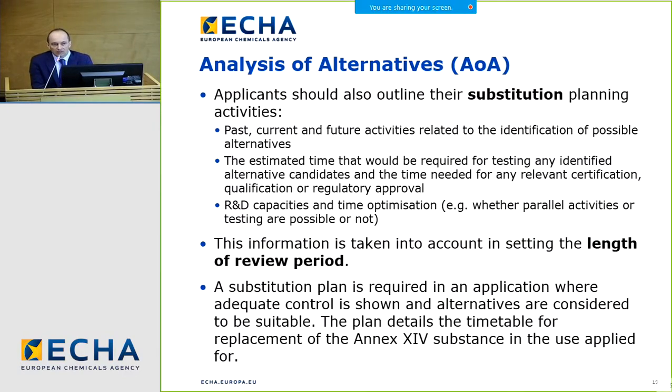When describing the R&D capacities, you have to take into account also the time optimization, for instance, whether parallel activities or testing are possible or not. All this information is taken into account by RAC in setting the length of the review period, so this is quite important. Last bullet point is, if for an adequate control route situation, you would need to provide a substitution plan if there are suitable alternatives. So it means that the alternatives are technically and economically feasible, they are safer, and basically you need a few years to implement this alternative full scale.